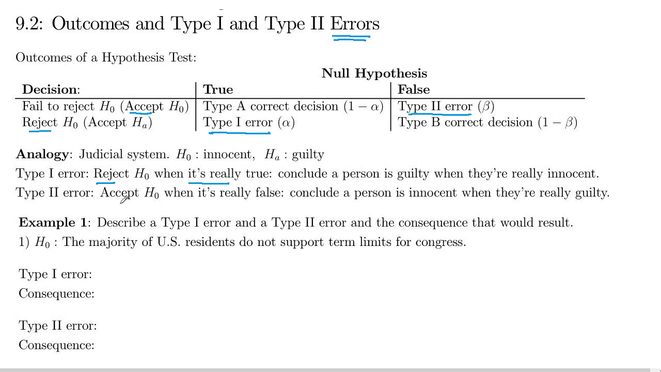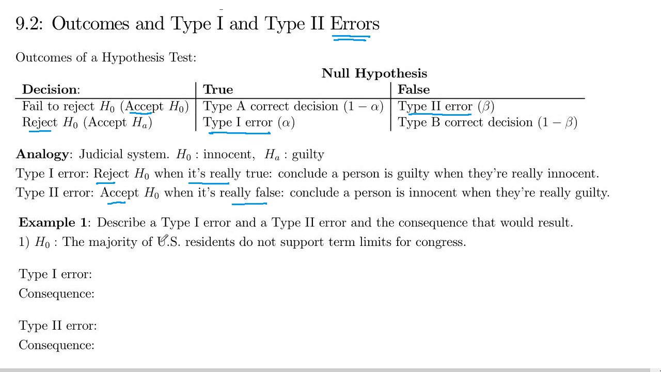Type 2 error here is when we accept H0 when it's really false. So we're going to accept innocence when they're really guilty. So conclude a person's innocent when they're guilty. Consequence is you let a guilty person go free. We don't want to make that error either. However, just like hypothesis testing, our judicial system is imperfect. Sometimes there's not enough evidence to convict a guilty person, and sometimes the evidence looks like the innocent person is actually guilty.